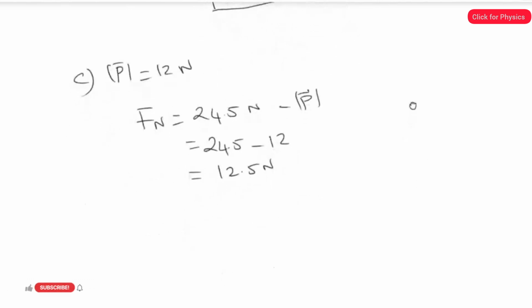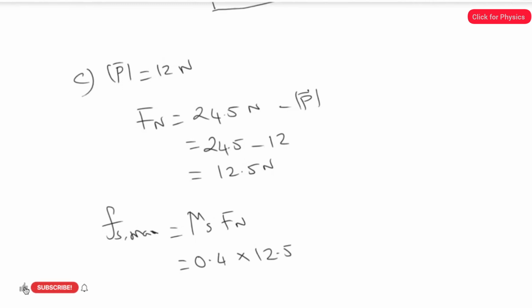Now we have to find the maximum static friction value, which is Fs max, for this vertical force, which is mu s multiplied by Fn. The mu s value is 0.4, multiplied by the Fn value of 12.5. After I multiply these numbers, let's see what the answer is, 0.4 multiplied by 12.5. I got the answer here as 5.